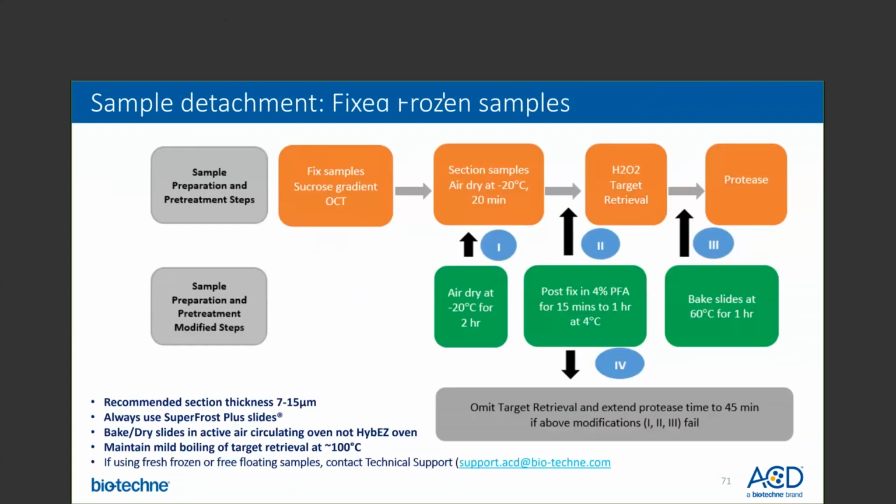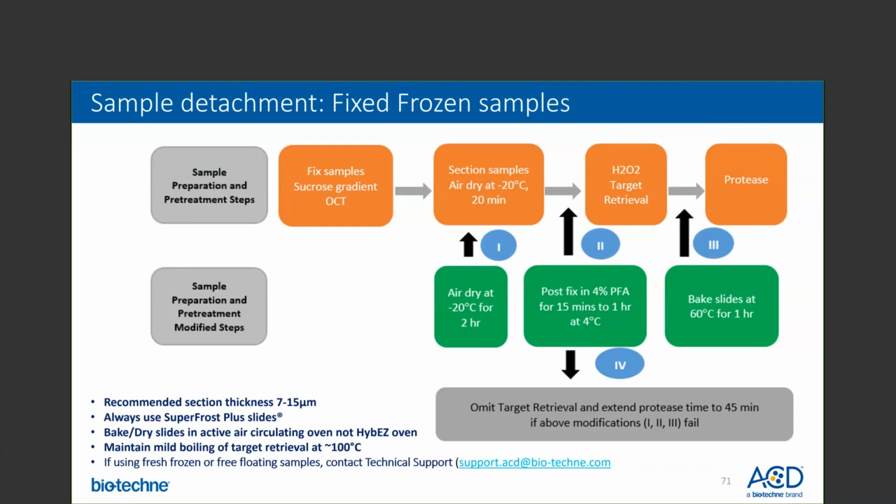If sample detachment is observed with fixed frozen tissues, we recommend drying the slides at minus 20 degrees for 2 hours after cryosectioning and adding a post-fixation step before hydrogen peroxide for 15 minutes to an hour at 4 degrees. We have found that the majority of tissue detachment happens after the target retrieval step, so we recommend adding an additional baking step before protease treatment.